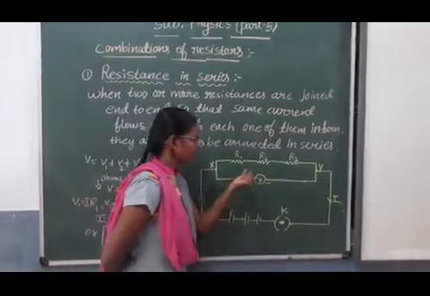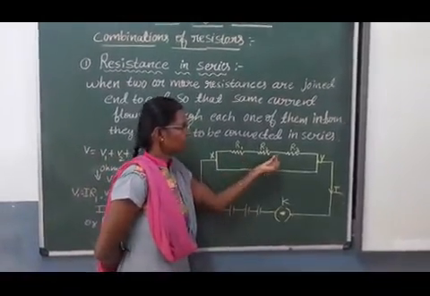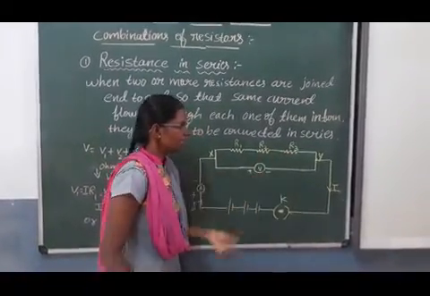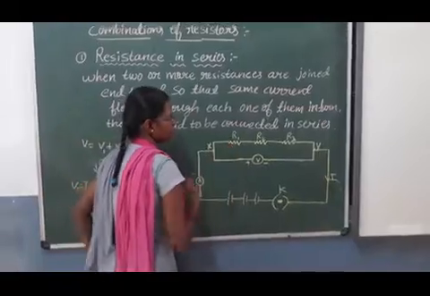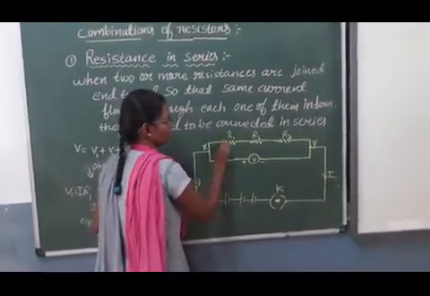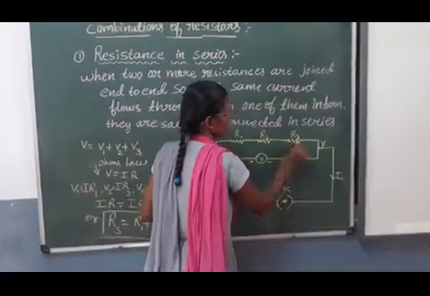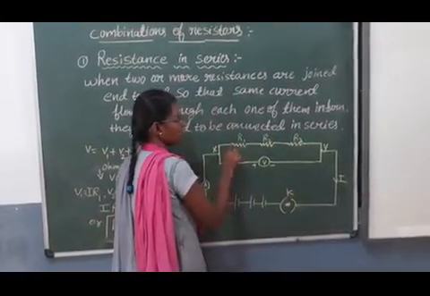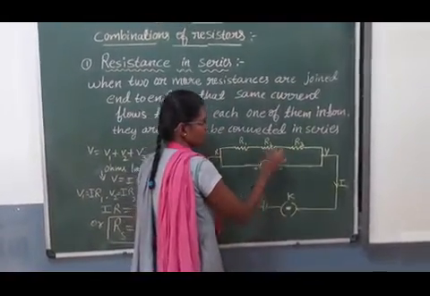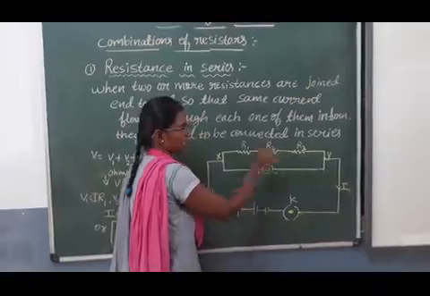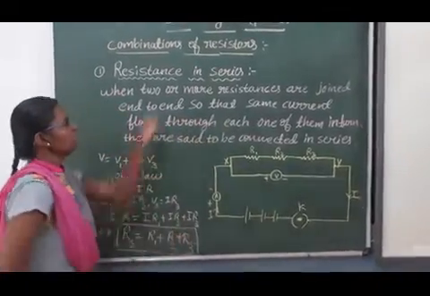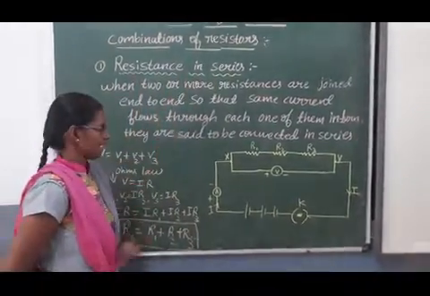Example, series circuit R1, R2, R3. Three resistors are there. Each resistor has two terminals, and the terminals are connected end to end. So this type of connection is called a series connection or resistance in series.